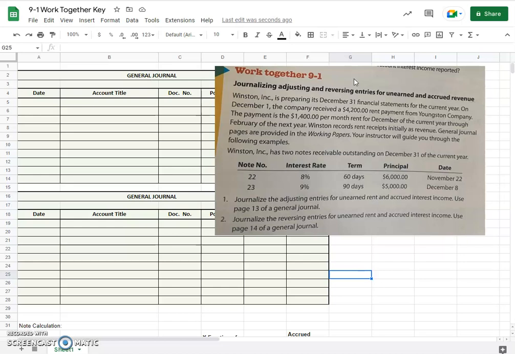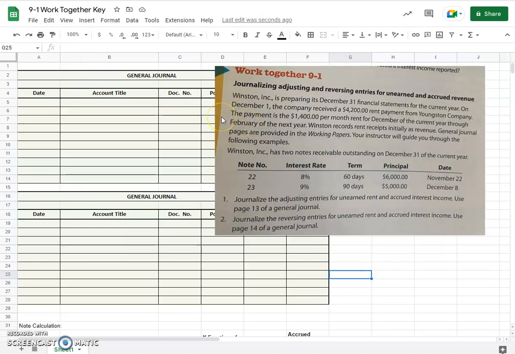The problem says Winston Incorporated is preparing its December 31st financial statements for the current year. On December 1st, the company received a $4,200 rent payment from Youngston Company. The payment is for $1,400 per month rent for December of the current year through February of the next year. Winston records rent receipts initially as revenue. General journal pages are provided in the working papers, which is here. Your instructor, it's me, will guide you through the following example.